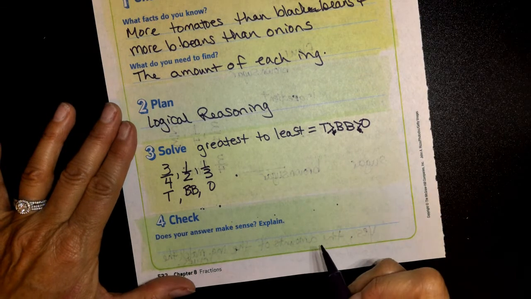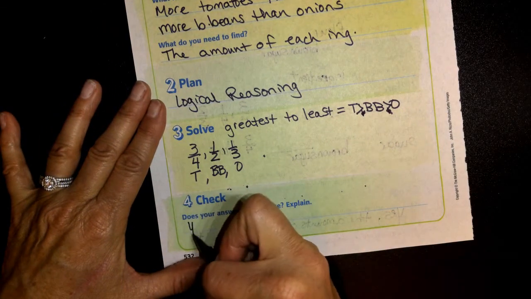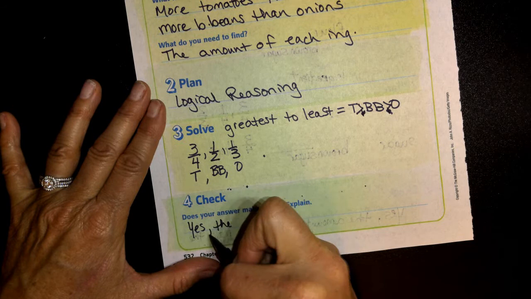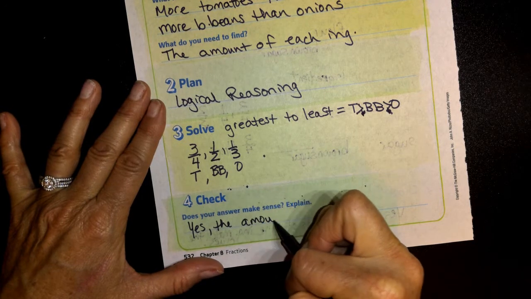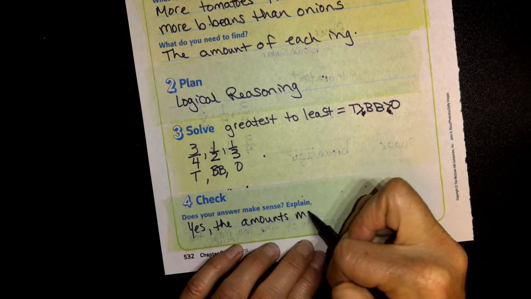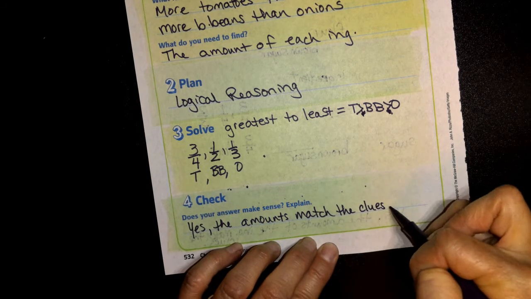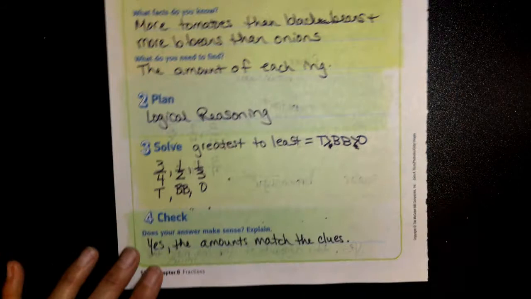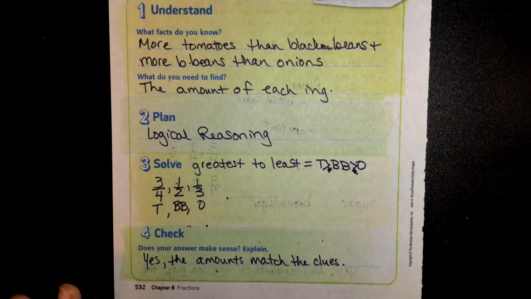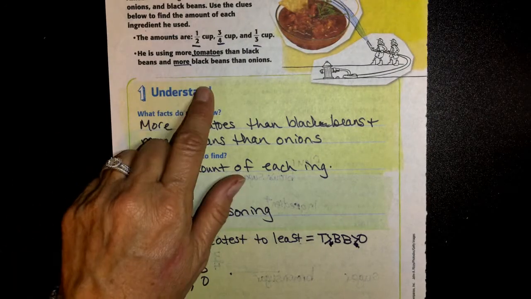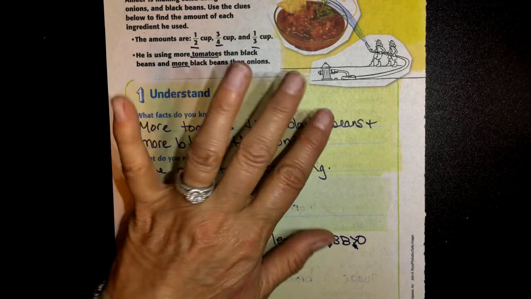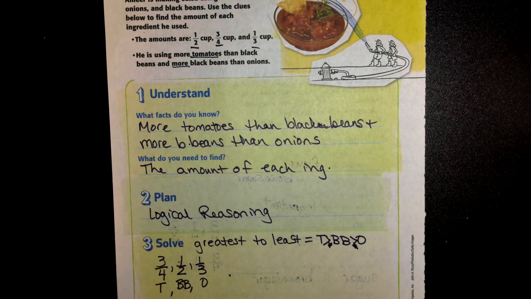Does your answer make sense? Yes. The amounts match the clues. So just really think about your benchmark of 1/2. That should help you to decide the order. And then think about what the problem tells you. And it's saying like more or less. That should be helpful to you. Good luck.